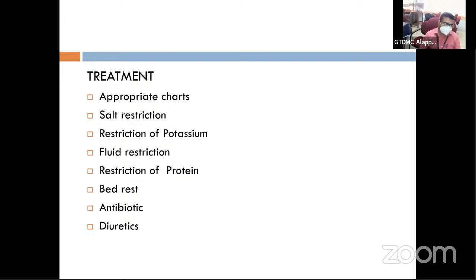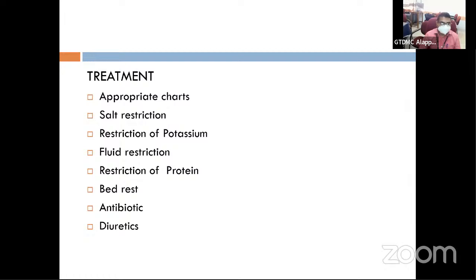Abdominal girth. Usually post-streptococcal glomerulonephritis will not manifest as ascites. When ascites is there, you have to think more of nephrotic syndrome. So even in post-streptococcal glomerulonephritis, we have to measure the abdominal circumference, abdominal girth, daily.